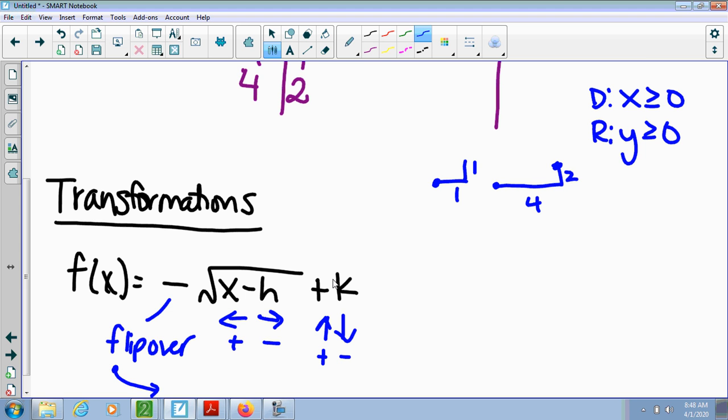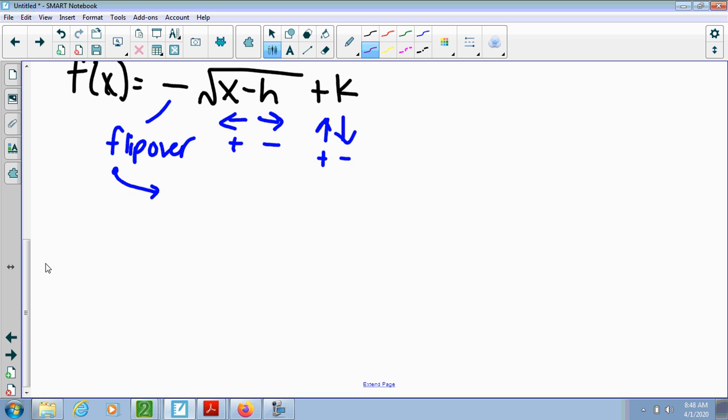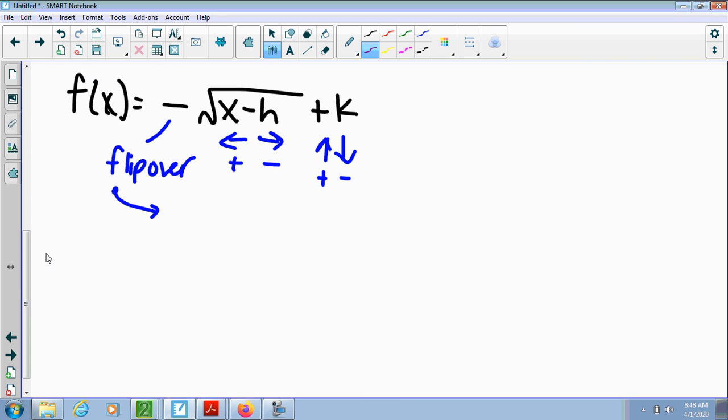Sometimes you'll see this number in the front, but not touching the square root. And I'll show you one of those when we do our transformations. So we'll do 2 quick transformations, and then we'll do the cubed root graph, and that's all for today. So we'll try 2 examples.